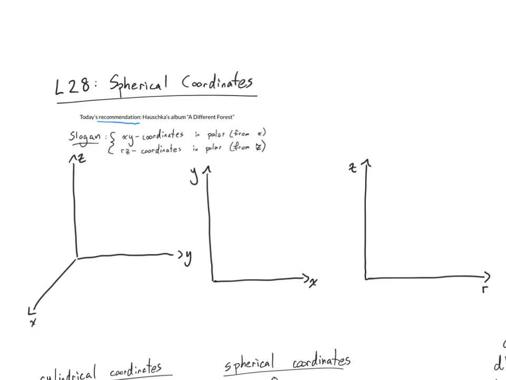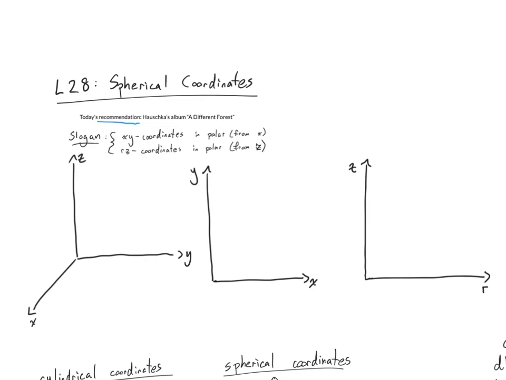So my recommendation today is this album by the German composer Hauschka. I don't know how to pronounce that name, I'm sorry. The album's called A Different Forest, and Hauschka's a pianist, and he improvises an amazing album that really gives you the sense of wandering around a kind of misty, moss-filled forest. It's very peaceful, and if you've been kind of anxious recently, maybe turning this music on while you're studying will help things out.